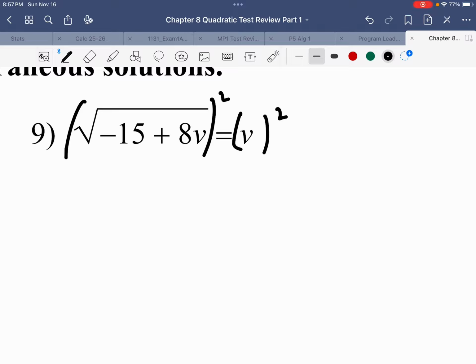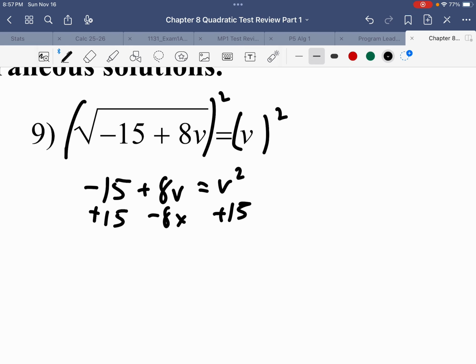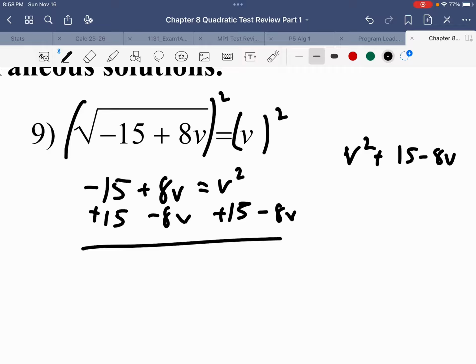Negative 15 plus 8v inside the square root is going to be undone by squaring this, so I'm left over with what's inside the radical, that radicand. Negative 15 plus 8v is equal to v squared. Again, we need to make sure that we're setting these equal to 0. My brain has an easier time working with positive v squared, so I would probably add 15 on both sides and then subtract 8v, which I understand visually looks like it should be v squared minus, or plus 15 minus 8v. I'm just going to write these in the order flipped, so it's in standard form.